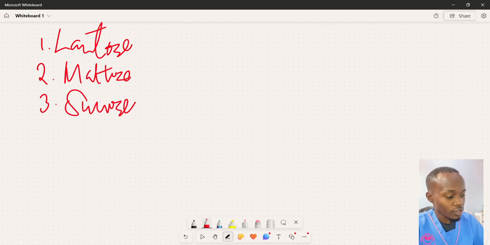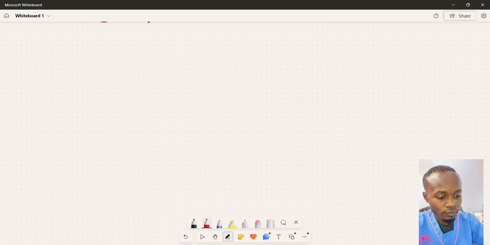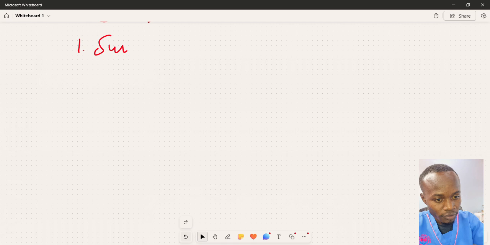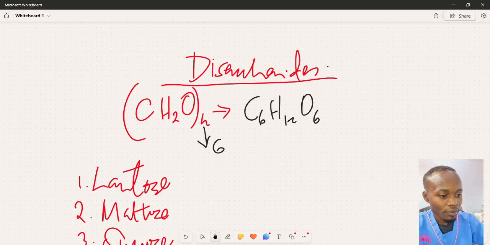So just to start on, let's start with sucrose. Number one is sucrose. I'm using my hand, so it's a bit hectic to write here. So it's sucrose, and the formula, just as we have written it up here.